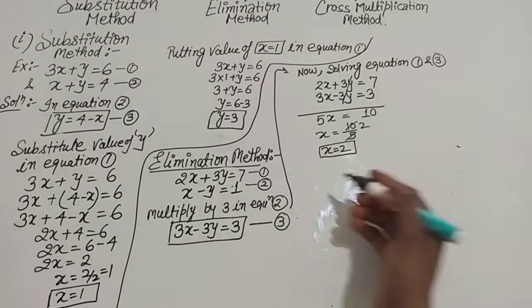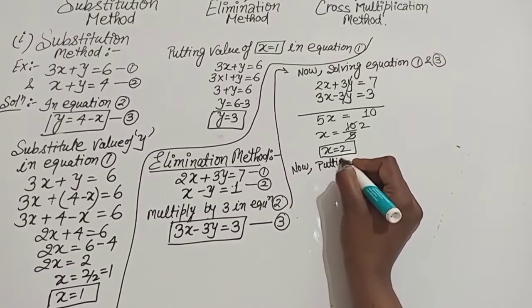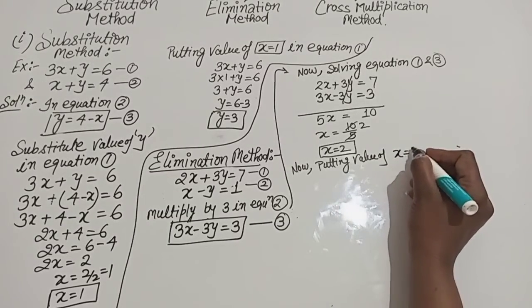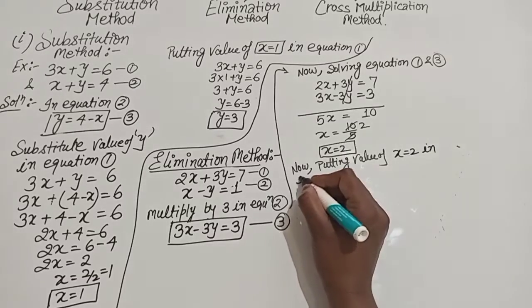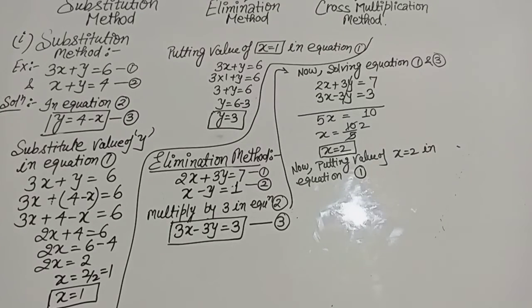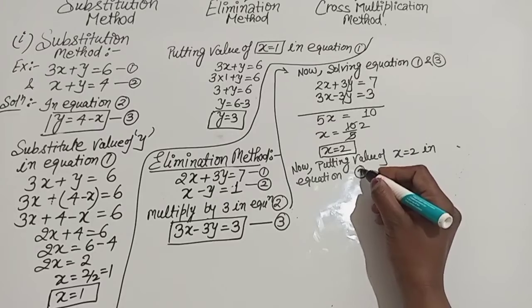Now putting the value of x is equal to 2 in equation 1. As it is, which I have done in the substitution method, where we got x is equal to 1, we put the value x is equal to 1 in equation number 1. So now putting the value of x is equal to 2 in equation 2, it's easy to solve.